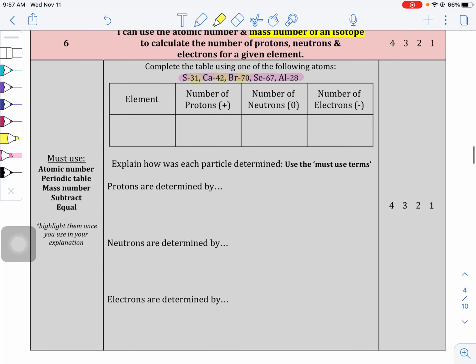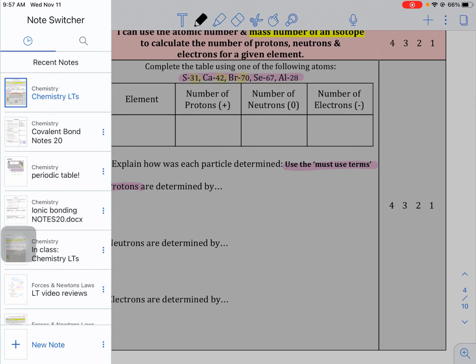I will help you with this part though. Down here, how does each particle get determined? And again, we want to make sure we include these and highlight them as they're used. So remember, protons we're getting right from the periodic table. Protons are determined by looking at that whole number, which is the atomic number, right on the periodic table.